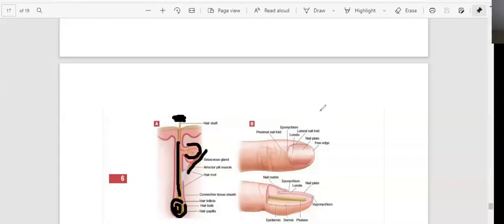Same right here with the nails. The nails right here, you're going to have a nail matrix, right, which is going to be the base right here from where this is going to grow. You're going to have the nail plate, which is going to be right here, and then we're going to have the free edge, which is going to be the one that we actually cut. Right, so those are the main things that you need to know in your skin.